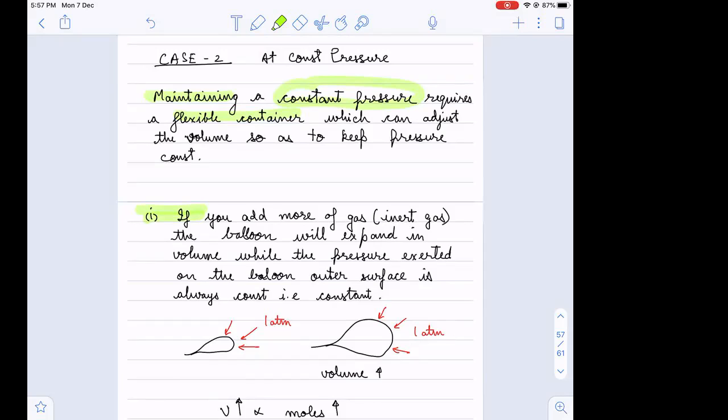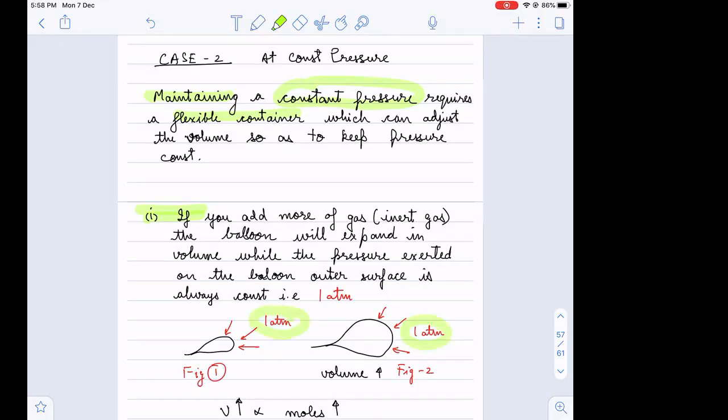If you add more of gas, inert gas, the balloon will expand in volume while the pressure exerted on the balloon outer surface is always constant. That is, oh, I'm sorry, that is 1 atm. That is, this is not constant. This is, of course, constant, and that constant value is 1 atm. Okay, so please observe in this figure 1 and this figure 2. Figure 1 is a deflated balloon, less amount of air. Figure 2 is having more amount of air inside the balloon. But please observe, the pressure outside the balloon remains same, 1 atm, and that is constant.